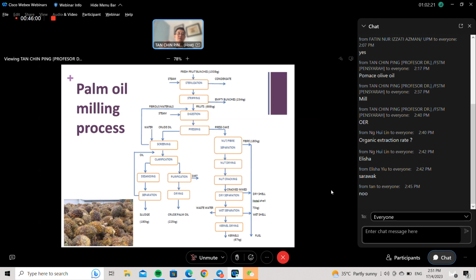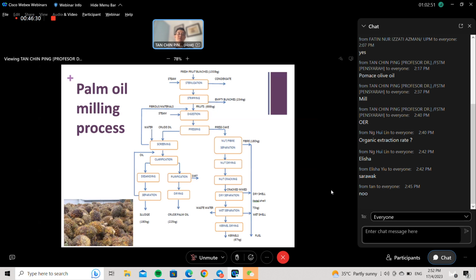And then you get the oil. You may want to go for further drying to dry the oil, and that oil is called crude palm oil. So crude palm oil is usually free from solid particles, and also free from sand and fiber. So it just contains the crude form, and usually water is also very low because you go through a drying process.